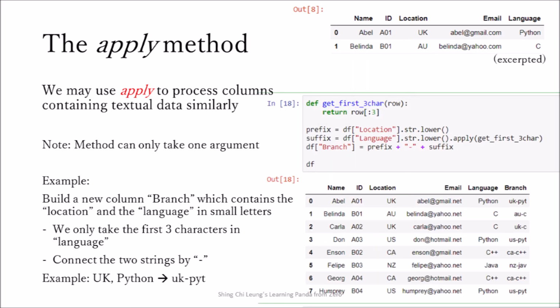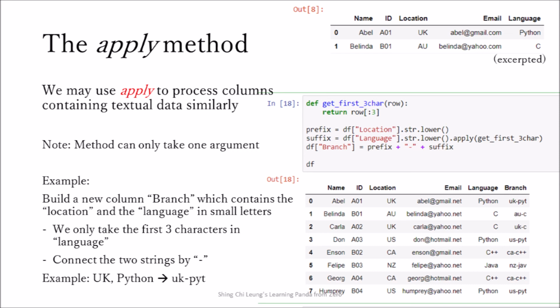Let's take a look at the code to see how it works. We first define a method called getFirstThreeChar. Justified from its name, it returns the first 3 characters from the input argument string. We first use the default method lower on the location column and store it as the variable prefix. Then we do the same for the language column and pass the apply method to the output series to extract the first 3 characters. Then we store the result in the variable suffix. Finally, we form a new column in df by doing column operation. Namely, we concatenate the 2 columns as if they are string variables.